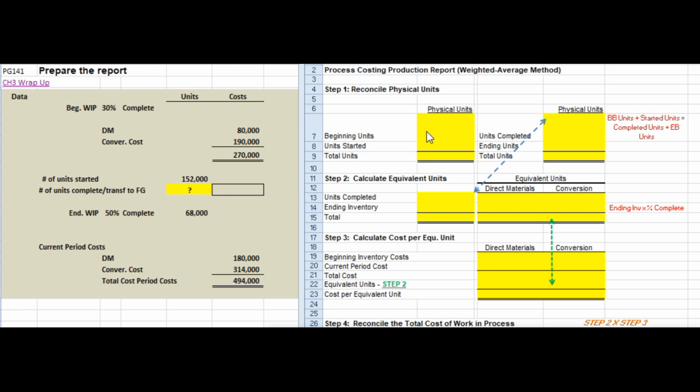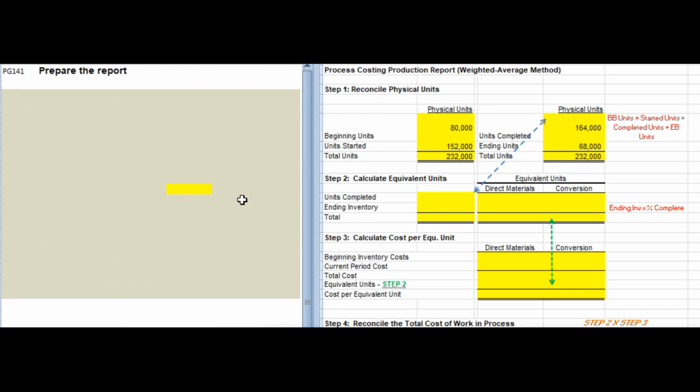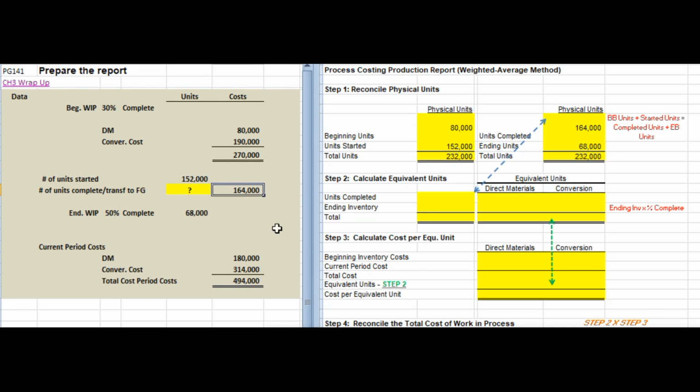So here we go. We're back on step 1. We're going to reconcile physical units. So we're going to bring over the data that we have. So we have the 80,000 units. We know that we started 152,000 in the current period. That gives us a total of 232. We don't know what units complete are, but we do know what ending inventory is. Those are the 68,000, so we know what our total is, and now we can solve for our completed units that were transferred to finished goods. So we have that number at this point.